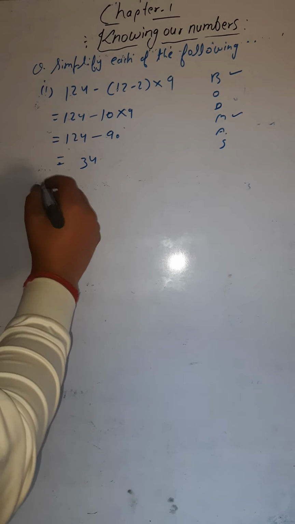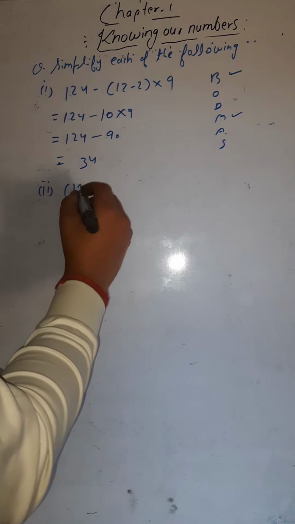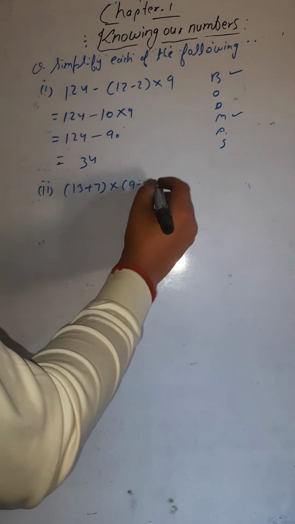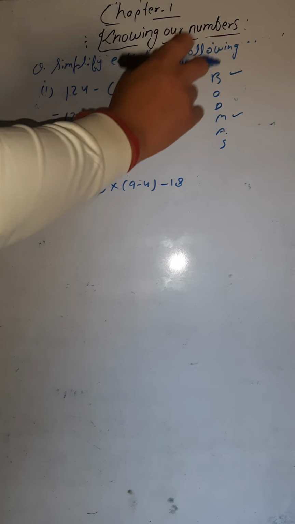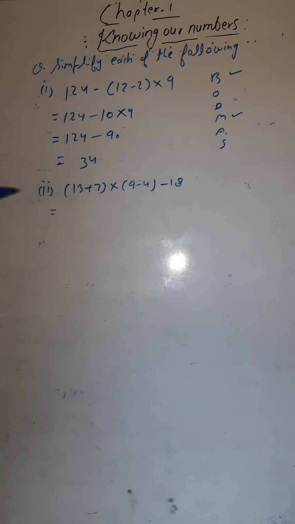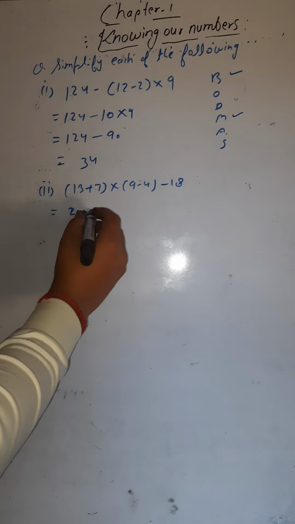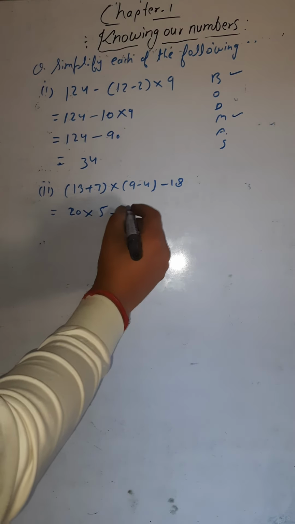Now write down the next question. Okay, let me write it here. Next question is (13 plus 7) multiply by (9 minus 4), then minus 18. Here again, at first you would open the bracket. Here two brackets we can see. Open this also as well as this also. So 13 plus 7 would be 20, multiplied by 9 minus 4 would be 5, then minus 18.